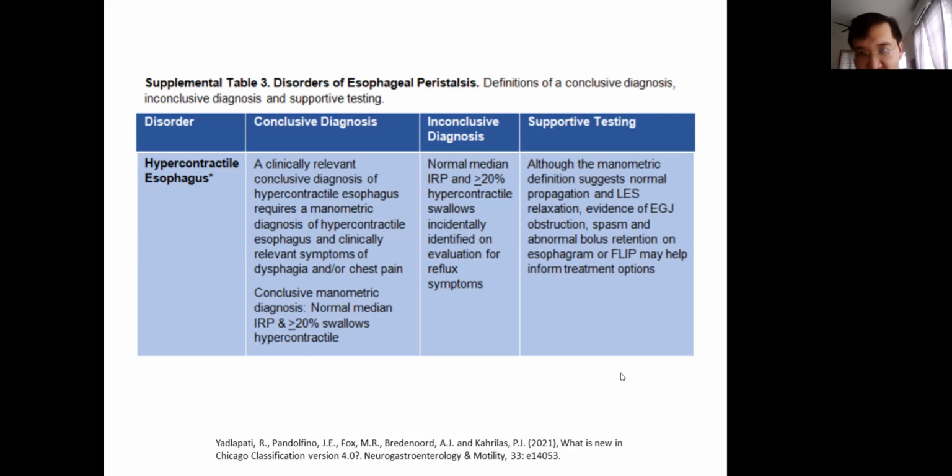So what you can do is, although the manometric definition suggests normal propagation and LES relaxation, sometimes you can look for EGJ obstruction evidence, spasm, abnormal bolus retention, on esophagogram or endoFLIP, to help you to diagnose a hypercontractile esophagus.